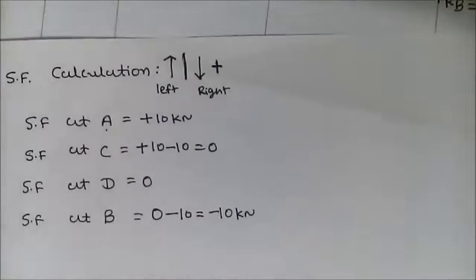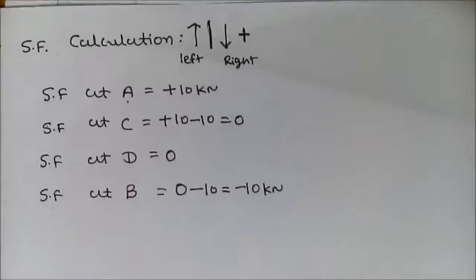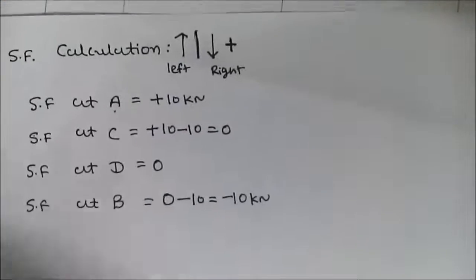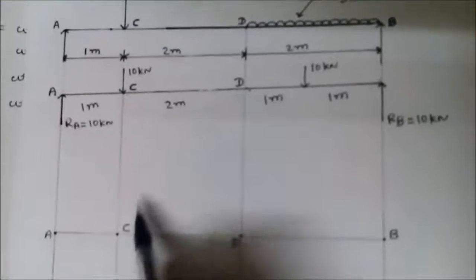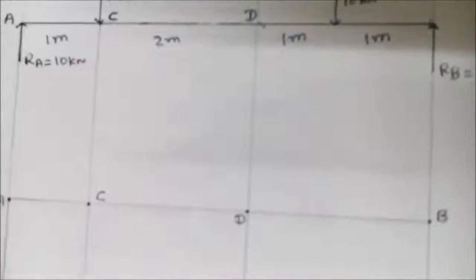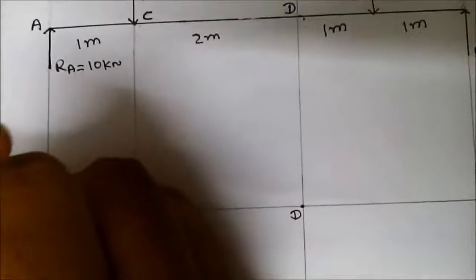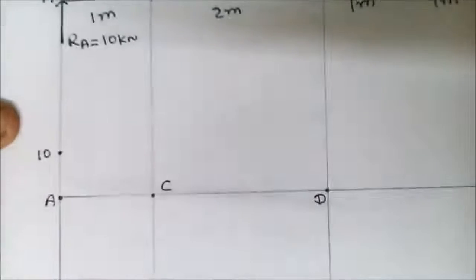In next step we draw shear force diagram. To draw shear force diagram, above this line value should be positive and below this line value should be negative. First we mark whatever shear force we get. So shear force at A. So shear force at A is 10 kilonewton. So we mark here 10.